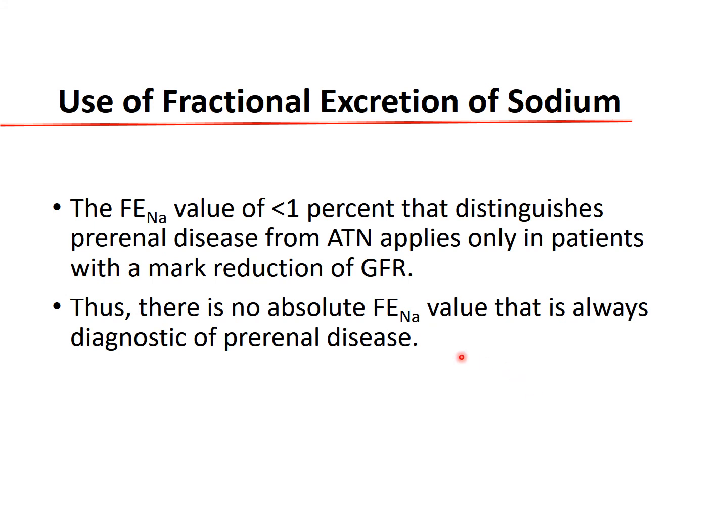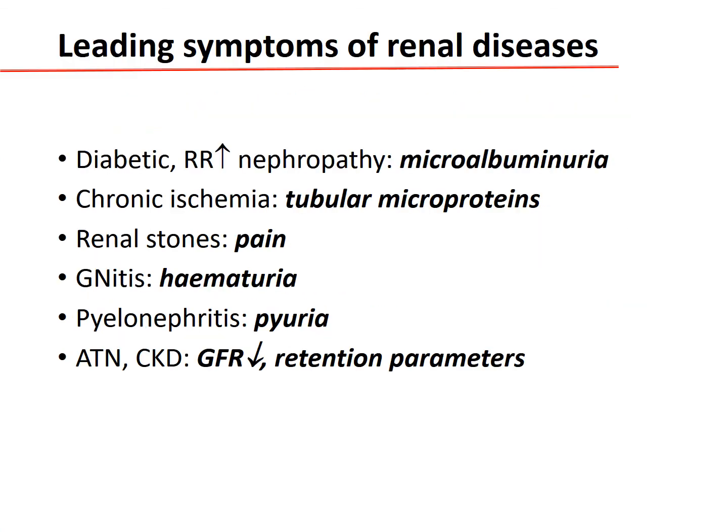So, the use of fractional excretion of sodium. If it is less than 1%, that could indicate pre-renal disease as the cause of acute kidney injury. This is how we can distinguish parenchymal damage from pre-renal causes. However, it is applied only if the patient has a very much reduced GFR. This is why there is no absolute value for the fractional excretion of sodium that always applies.